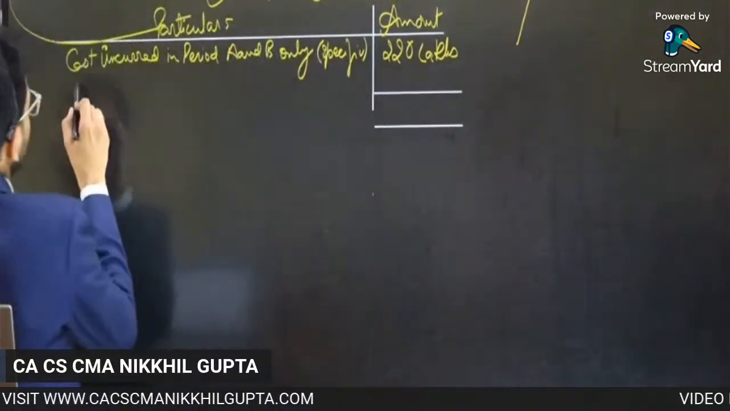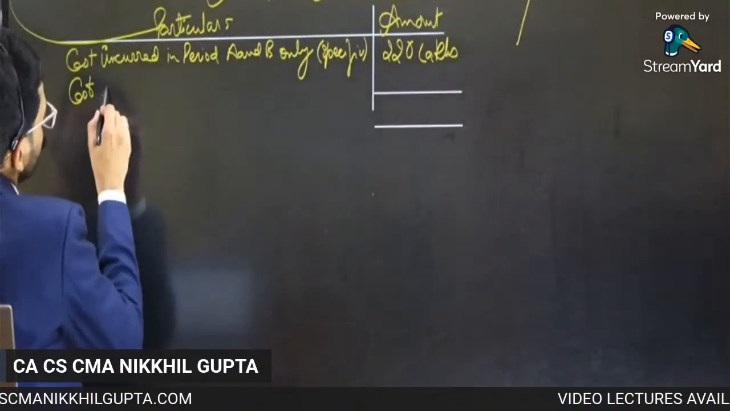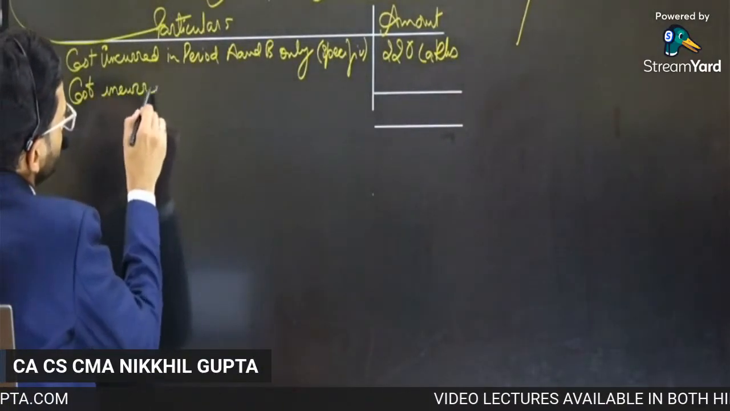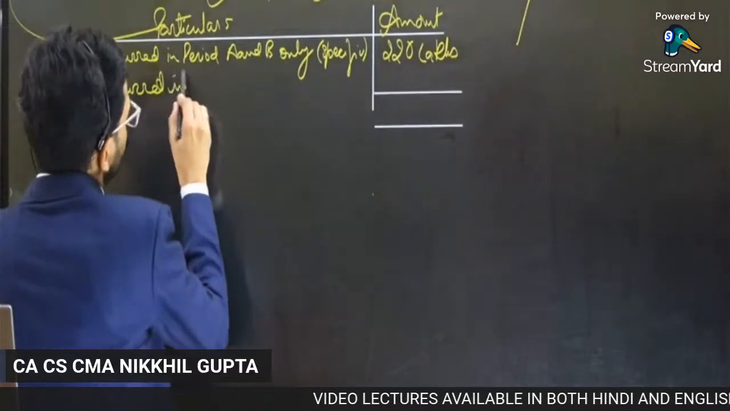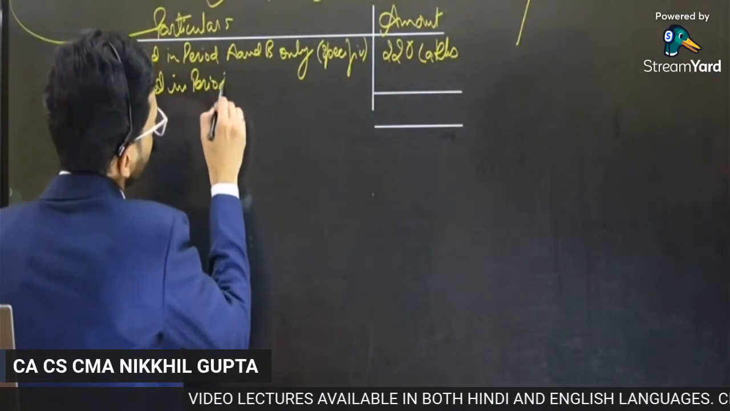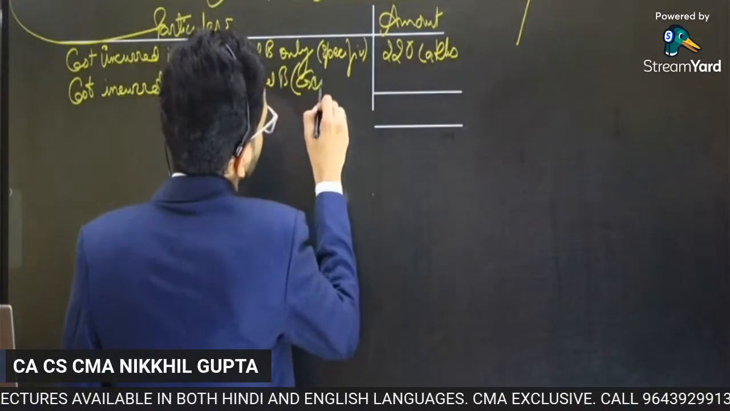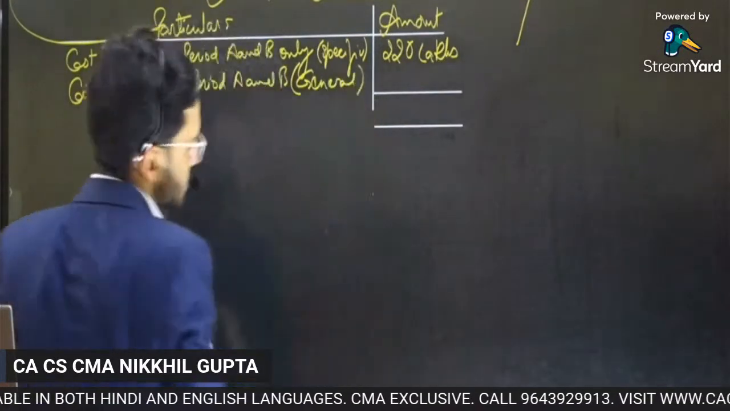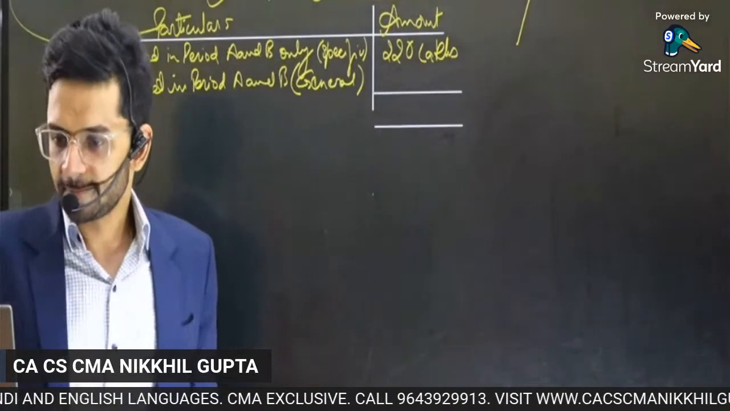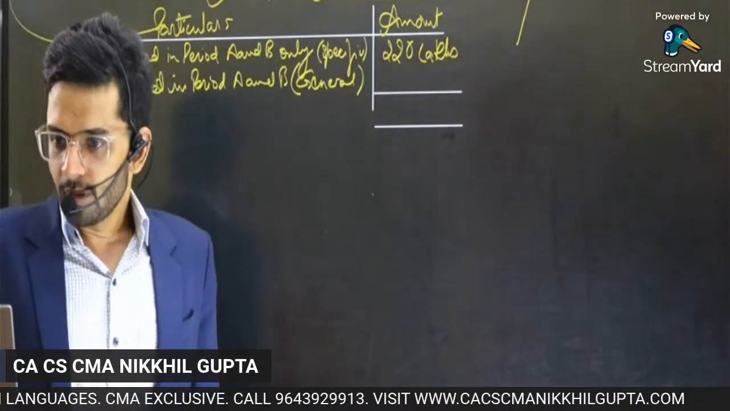Okay, second is cost incurred in period A and B. Okay, general cost. It is the general cost. Okay, sir, got it.